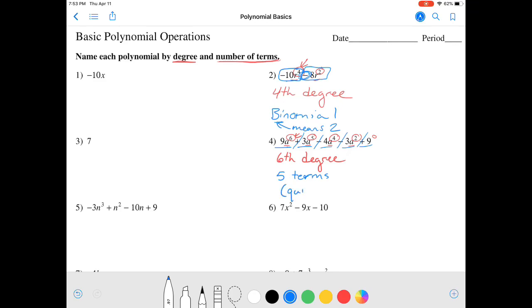If you were wondering, the name for that is a quintinomial, if you remember that from the notes. But I told you guys you didn't have to remember that, so that's just kind of a little FYI piece of information.